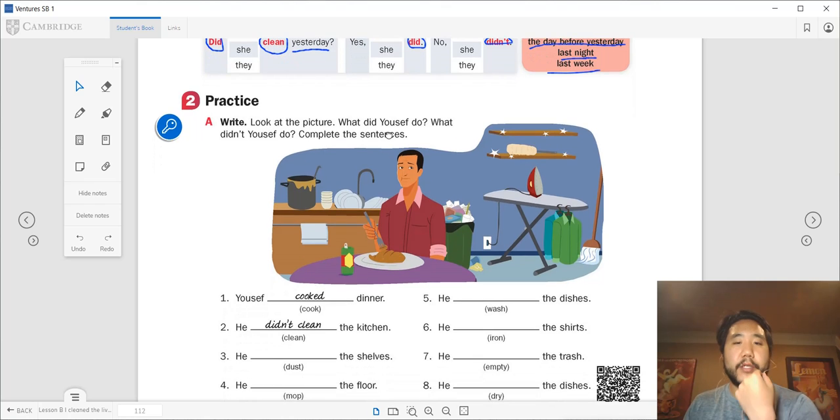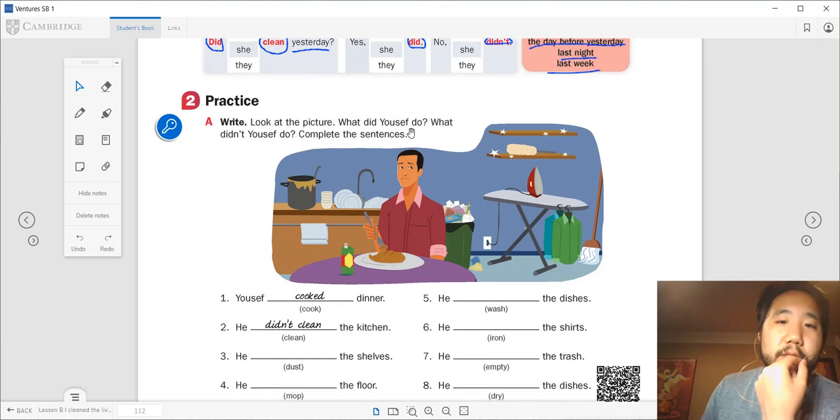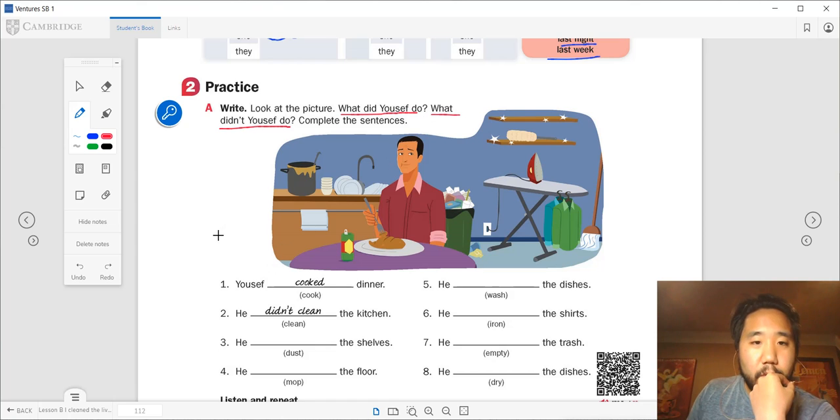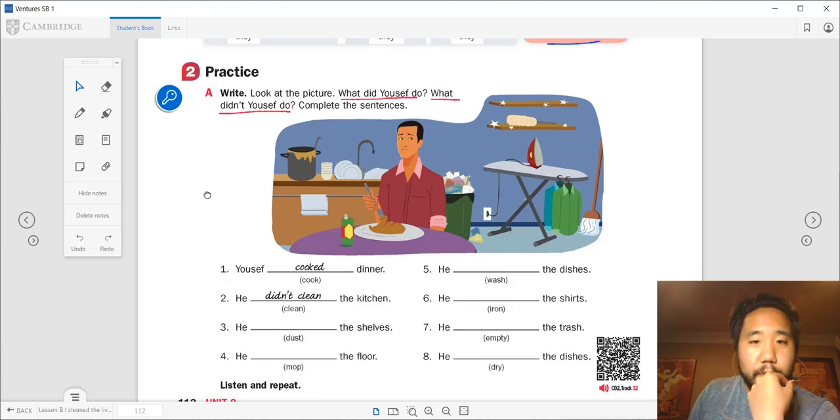Right, look at the picture. What did Yosef do? What didn't Yosef do? Complete the sentences. So, what did Yosef do, and what didn't Yosef do? Okay, so let's look at number 1. Or let's just look at the picture first.